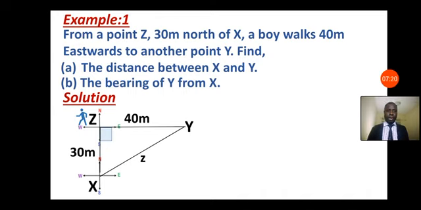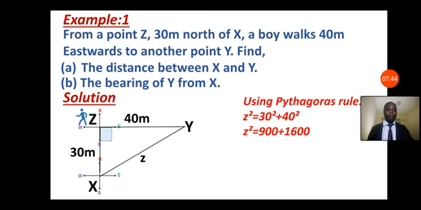And like we said earlier, once you have a right angle triangle, then you should know that you are using either the Pythagoras theorem or the trigonometric ratio. In this case, Pythagoras rule will work for us because we have two sides known and one side unknown in a right angle triangle. So I will quickly go ahead. Using my Pythagoras rule, I have 30 squared plus 40 squared equals z squared, which is the longest side and serves as my hypotenuse.